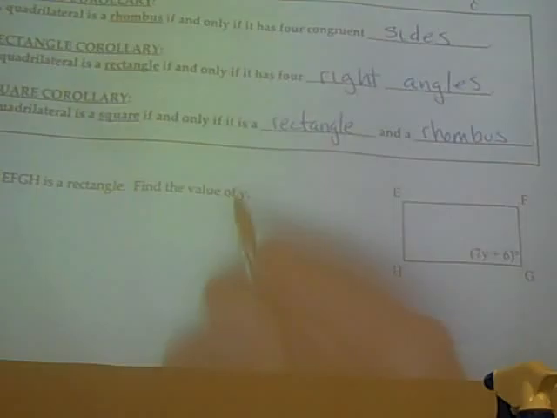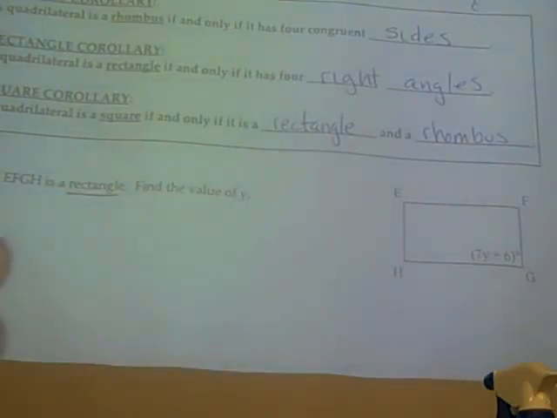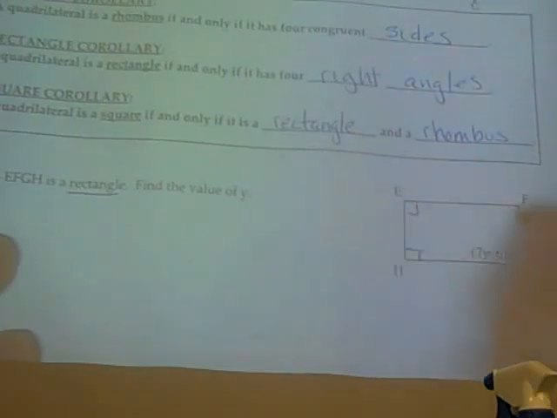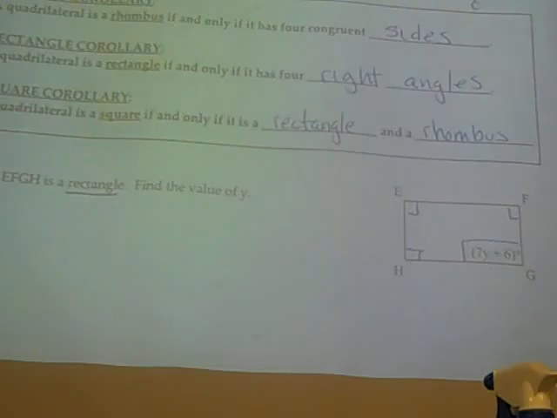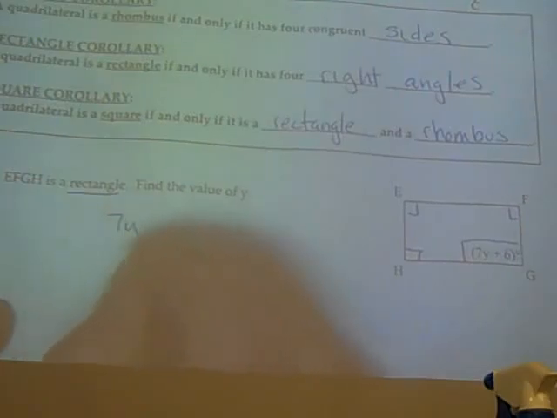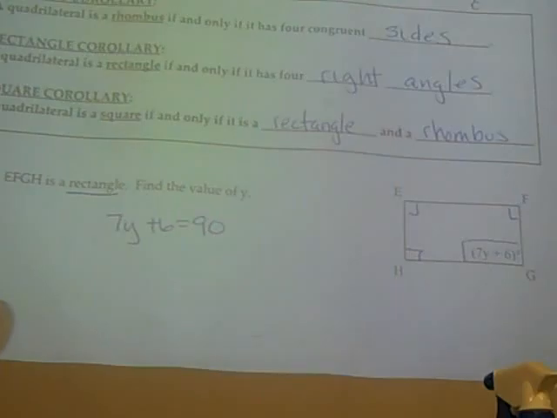So if I look down here, I know I have a rectangle. Right away I know I have 4 right angles. That's what I'll make a little bigger just so I don't cover up the problem that we have. So each of these angles is 90 degrees. So I look at this and I can say 7y plus 6 equals 90 degrees. Now I just go ahead and solve.